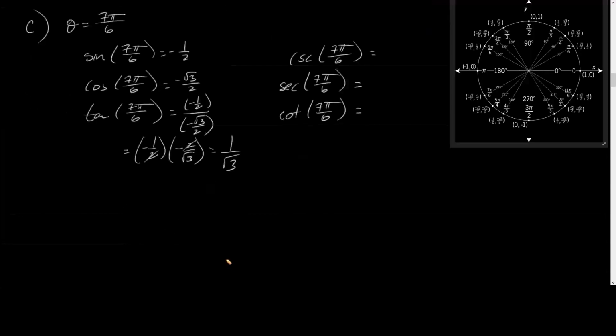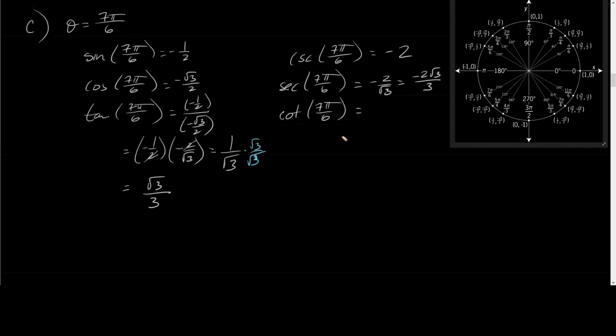But we don't like that. So I'm just going to rationalize this by multiplying by radical 3 over radical 3, which gives us our final answer of radical 3 over 3. All right, because remember, this right here is just multiplying by 1. It changes nothing. Now over here, for cosecant, let's just take the reciprocal of sine. So negative 2. For secant, the reciprocal of cosine. So negative 2 over radical 3. And I'm going to skip a step here, but this is just simply negative 2 radical 3 over 3. And again, that's by multiplying by radical 3 over radical 3.